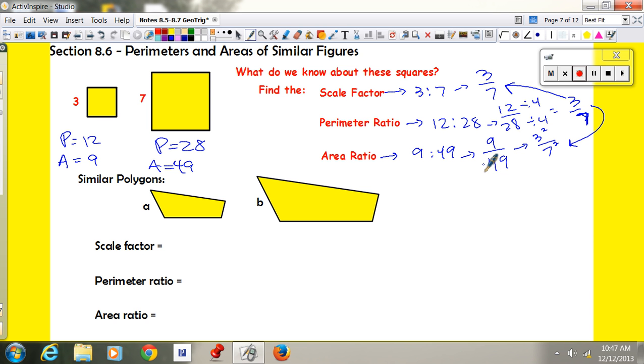So if you look at this one down here, what's the scale factor of these two? Just A to B, or A over B. What's the perimeter ratio? A over B again, or A to B. Either one's fine. What's the area ratio? A squared to B squared. A squared over B squared would give you your area ratio. So perimeter and scale are the same. Area ratio is just squared.